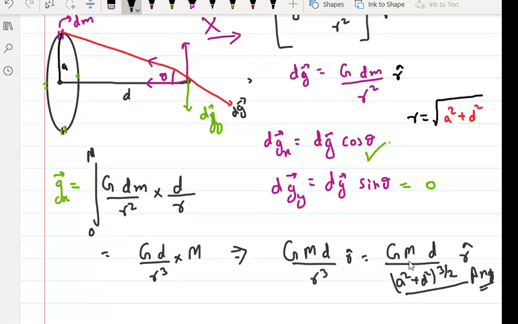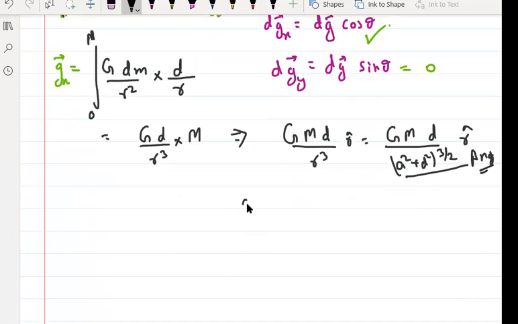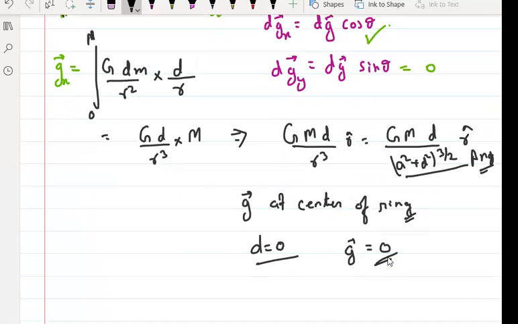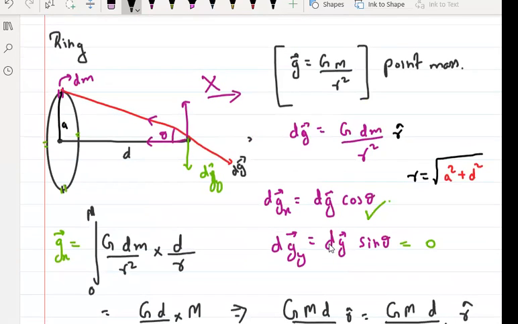Now, tell me, what will be the G at the center of the ring? Center of the ring means d should be equal to 0. So obviously G should be equal to 0, because GM into 0 by anything is 0. Does anyone have any issue in this?